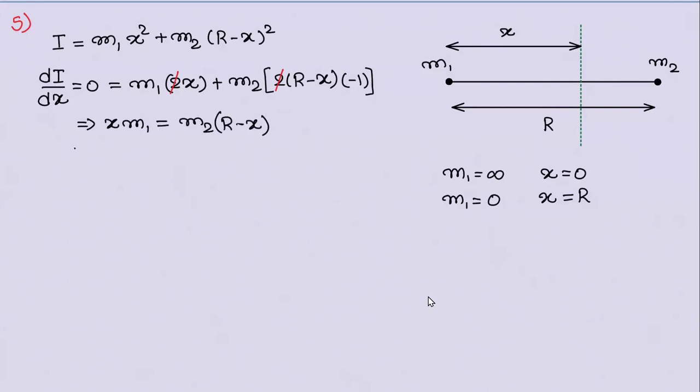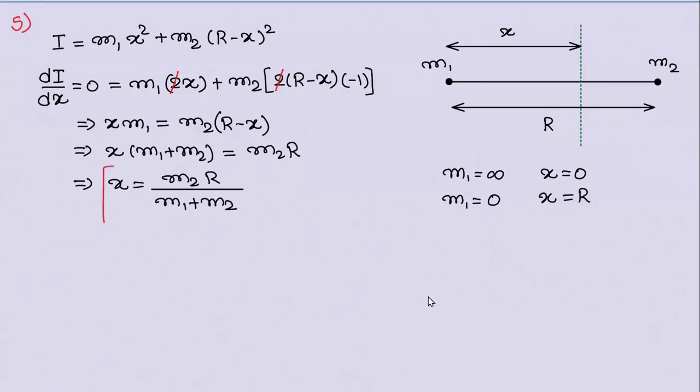Now solve it. That implies m2x is there. If you bring it on this side, it will be plus m2x. So x into (m1 plus m2) is equal to m2r. That implies x is equal to m2r by (m1 plus m2). Anyone who can detect something, sir? Is there any detection? It is the center of mass. So moment of inertia is minimum about the center of mass.